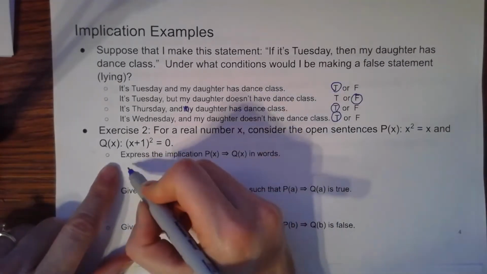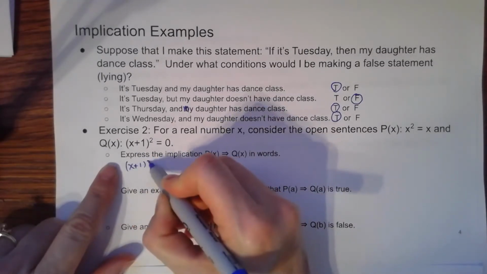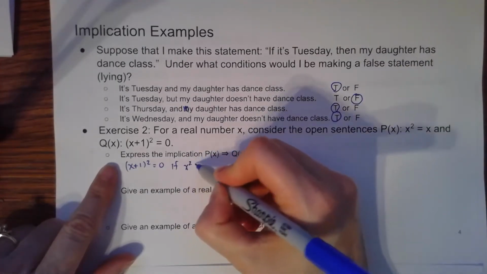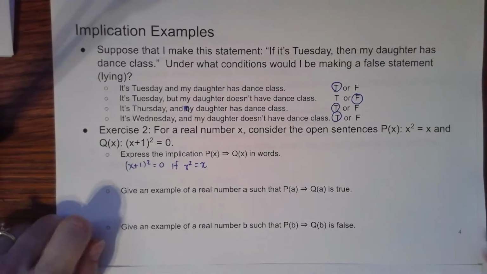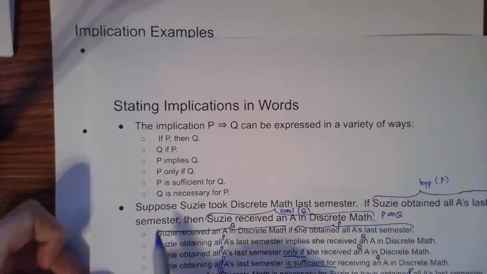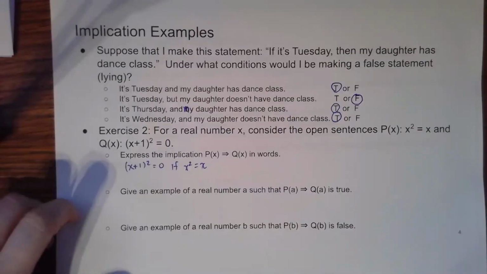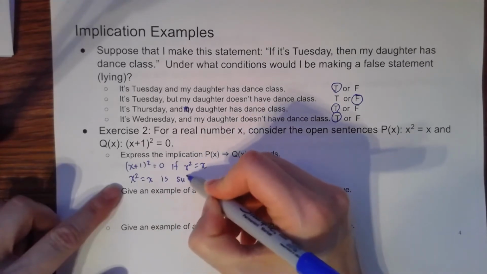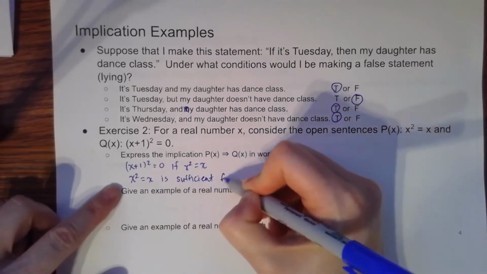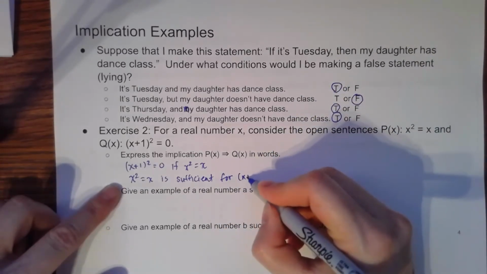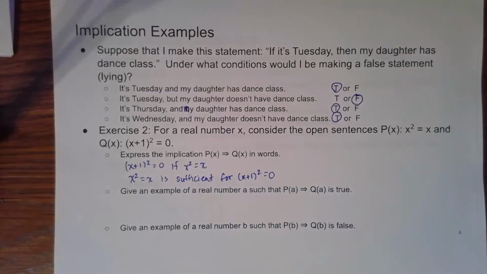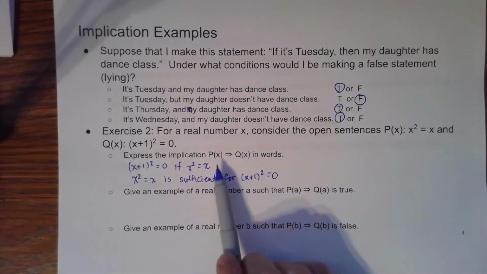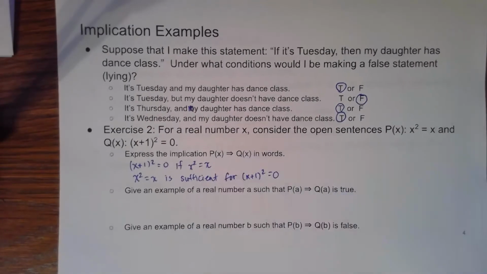So our Q is (x plus 1) squared equals 0. And then if, and then our P is x squared equals x. So that's one way we could write it. Okay, let's do this. P is sufficient for Q. So P, that would be x squared equals x, is sufficient for, and then our Q, (x plus 1) squared equals 0. Okay, so these two statements are saying exactly the same thing. They're both saying this: if P then Q, or P implies Q.